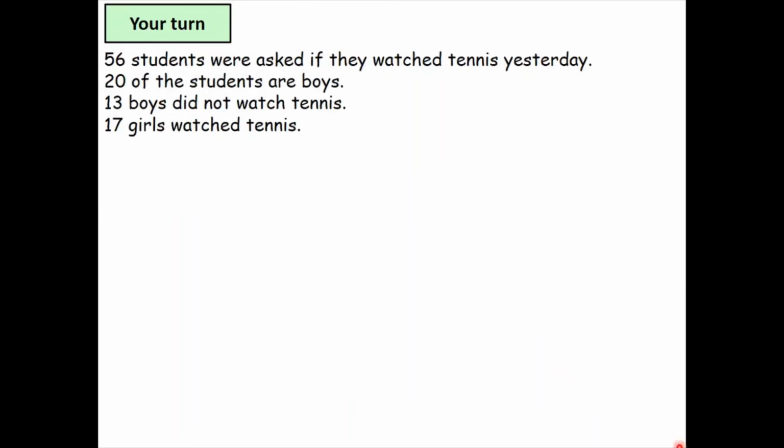Here is another bit of information for you to try and create a two-way table for. So you've got 56 students who were asked if they watched tennis yesterday. 20 are boys. 13 of the boys, sorry, didn't watch tennis. And 17 girls watched tennis. The question is for you to draw a frequency tree to represent that information. Please pause the video now and press play when you're ready to see the answer.